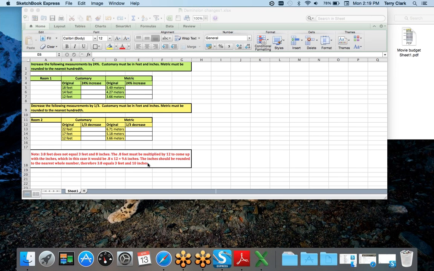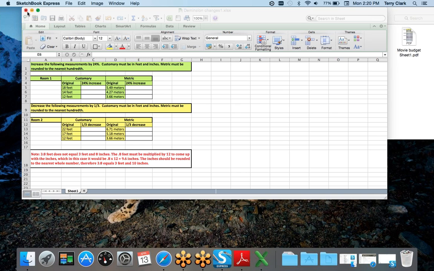Okay, make sure you follow the directions at the bottom, because we show you how to convert from a part or a fraction of a foot to inches. As you can see at the bottom, they got 0.8 feet, and that gets multiplied by 12 to come up with 9.6 inches. So make sure you pay attention to the notes that are provided.